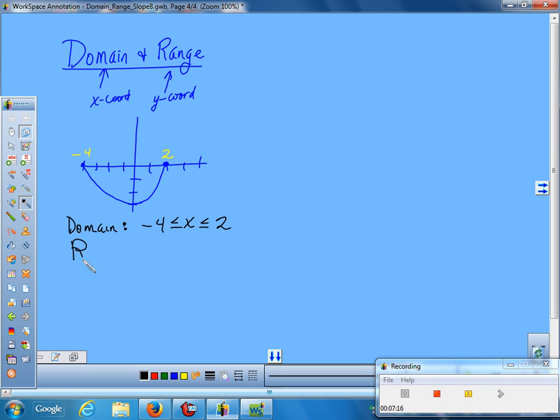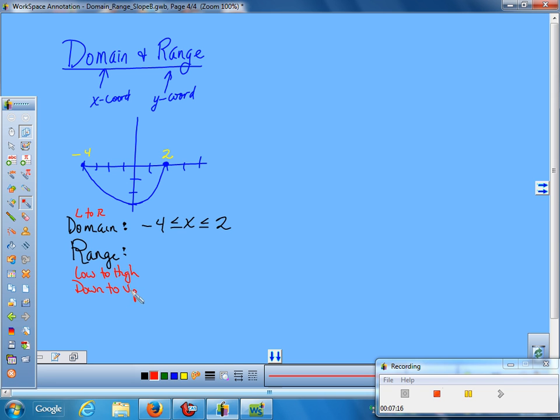Alright, range. Okay, now, range, notice, when you did domain, you were looking left to right on the x-axis. What was the leftmost point? What was the rightmost point? So when you're doing range, what are you going to do? Up to down, down to up. Yes, you actually want to go down to up, or low to high. Maybe low to high sounds a lot easier.